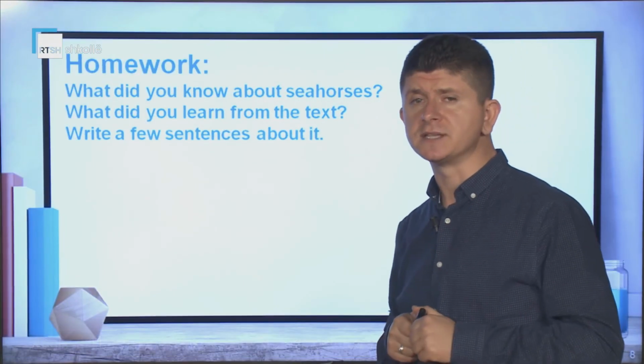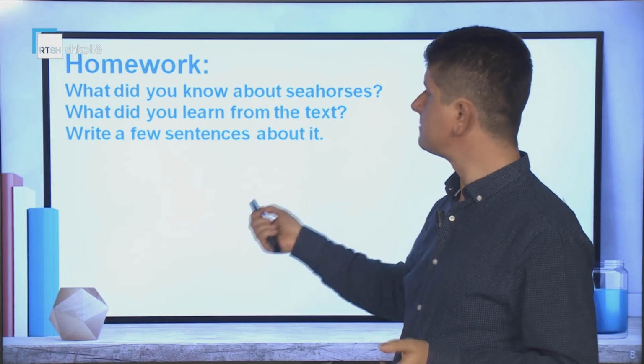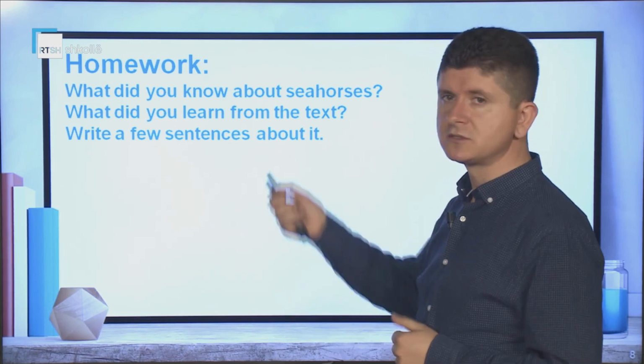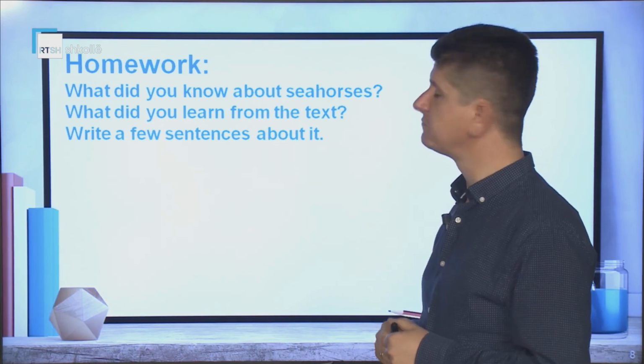For next time, as a homework assignment, you will have to write some sentences about seahorses. What did you know about seahorses, and what did you learn from the text?